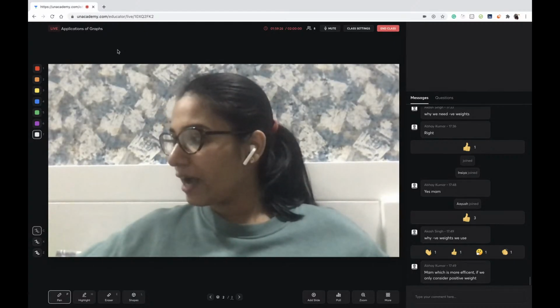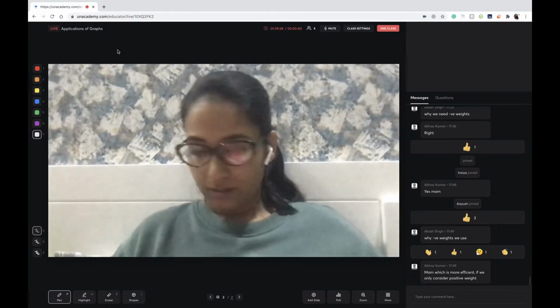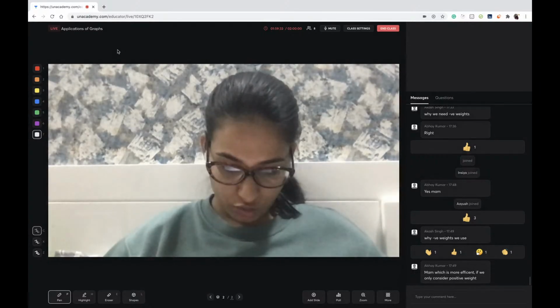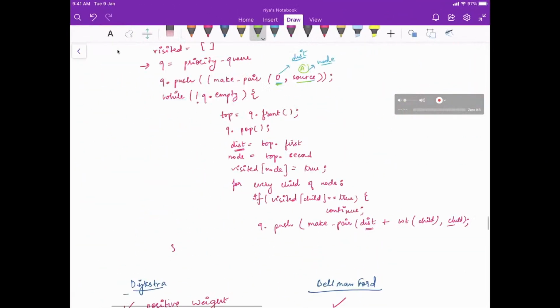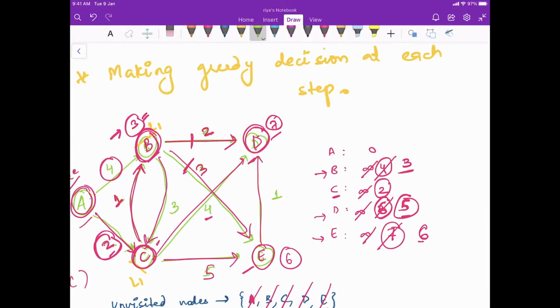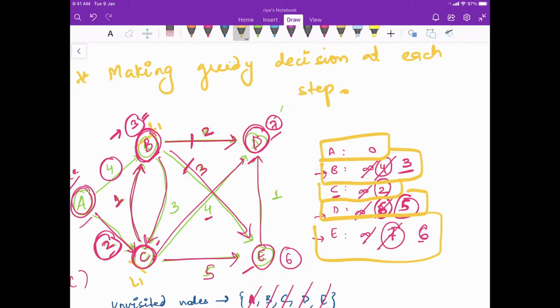Yes, Vishnu, we did find the minimum path only. Just give me a second, I'll show you. यहाँ पे देखो, in Dijkstra's जो final answer था, right, in the final answer the distance for A to A was 0, right. The distance for A to B was 3 minimum, for C was 2, for D was 5 and for E was 6, right. So it was working on both the cases.